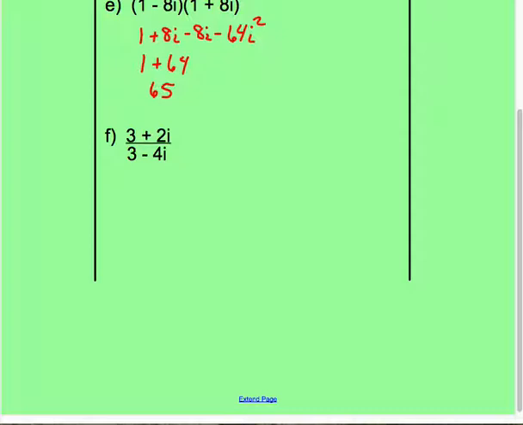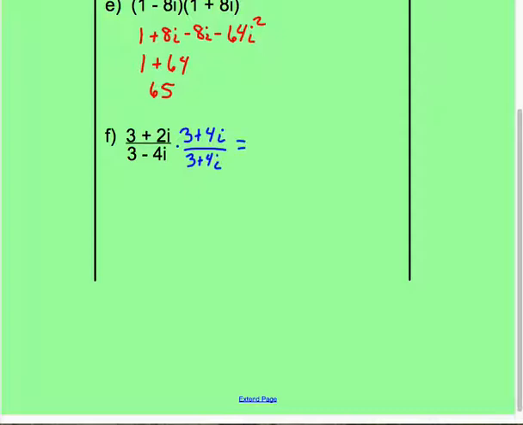The last one, what we have to do on this one is kind of rationalize the denominator, similar to the way that we rationalize a denominator when it has a radical in it. If the denominator is a binomial, we multiply by the conjugate. Why? Well, as we saw in example E, when you multiply conjugates, you end up with a real number. There's no more imaginary parts. So I'm going to start by multiplying by 3 plus 4i.